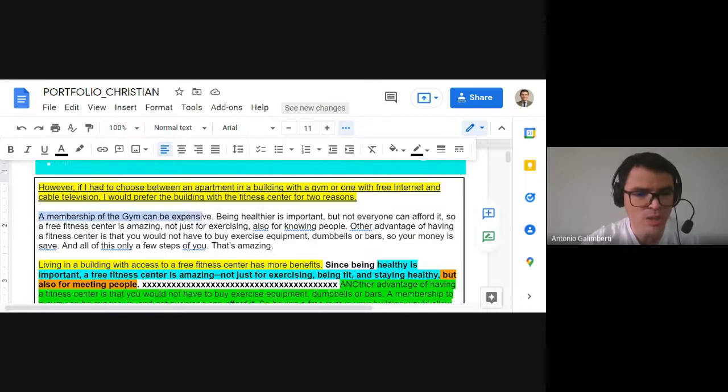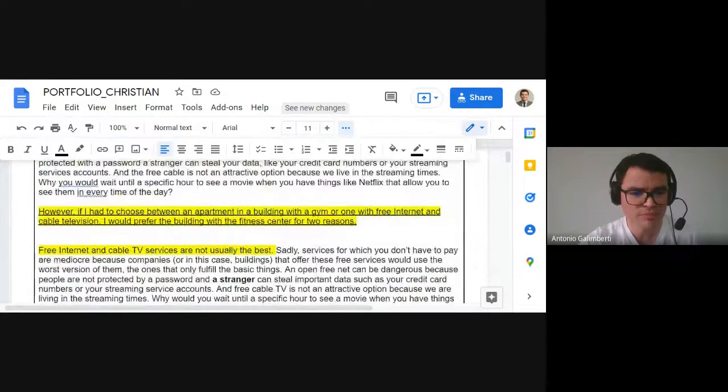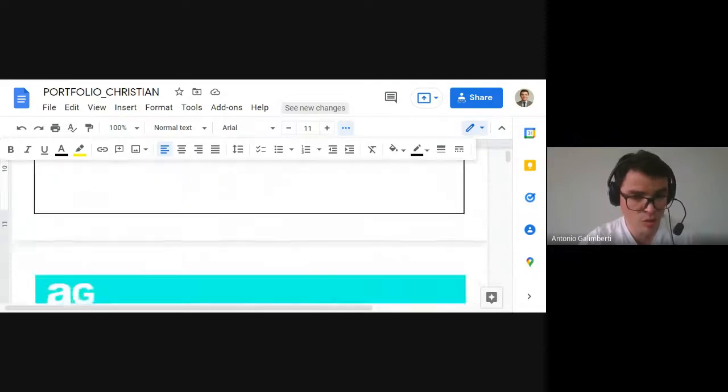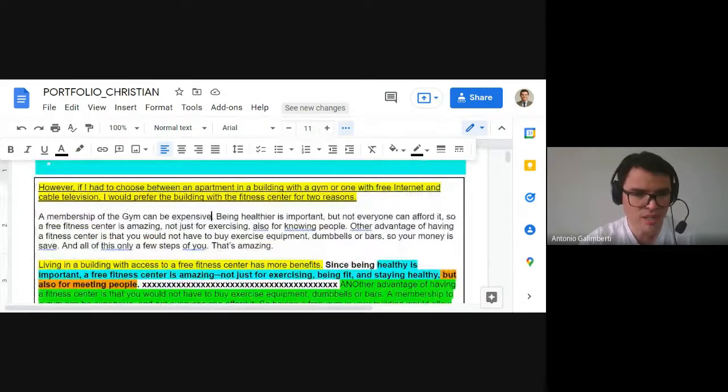A membership of the gym can be expensive. So if I read that, do I have the feeling that he's talking about going to the gym as something positive? Not necessarily. Good. So we need to change that topic sentence. Why? Because here in this sentence, he's saying free internet and cable TV are not that good after all. Okay, so what is something good? Tell me, what is something good? But I read this sentence: a membership of the gym can be expensive.